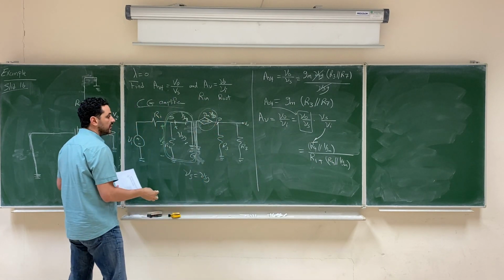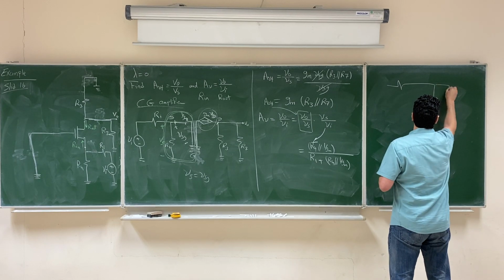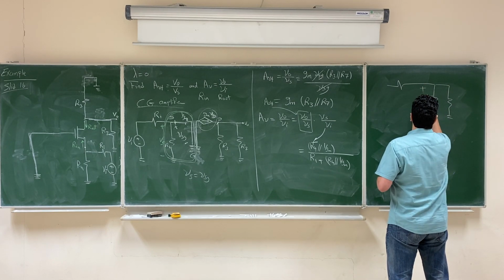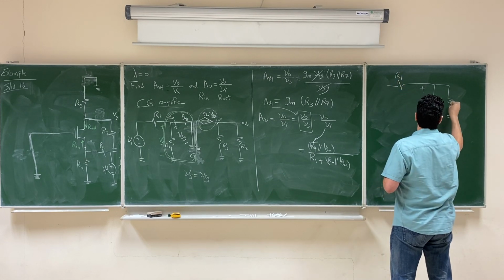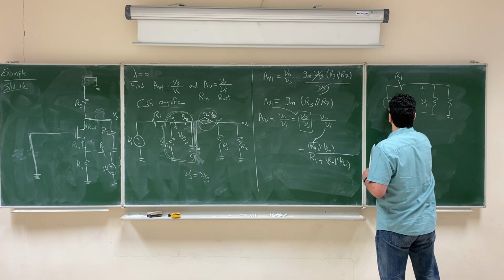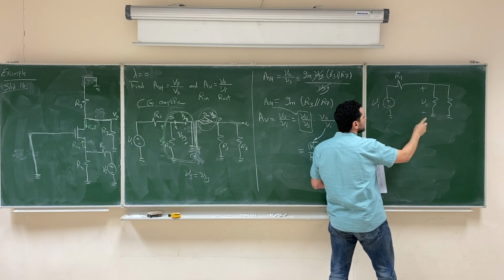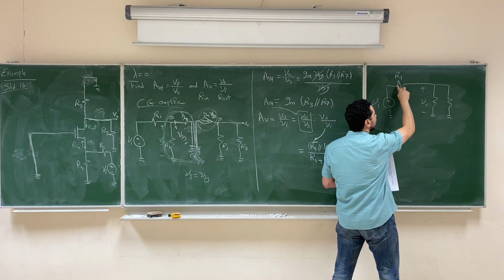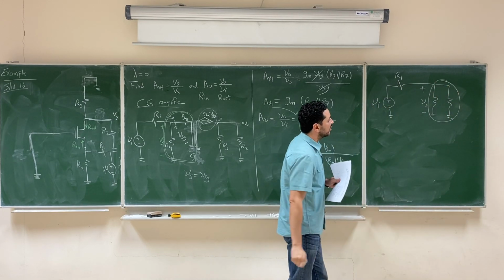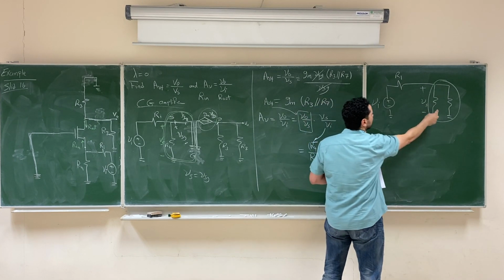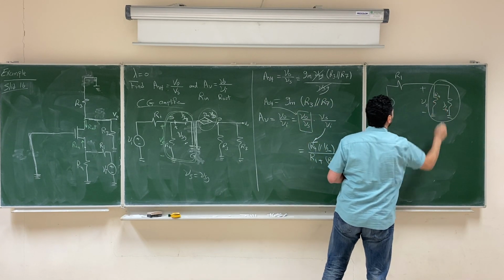So when you do a voltage divider in a circuit that looks like this, and you want to calculate Vs over Vin, don't say only this resistor over the sum. No, it's whatever you have here, the equivalent resistance that you have here, over the sum. So the equivalent resistance that you have here is 1 over gm parallel to R4.